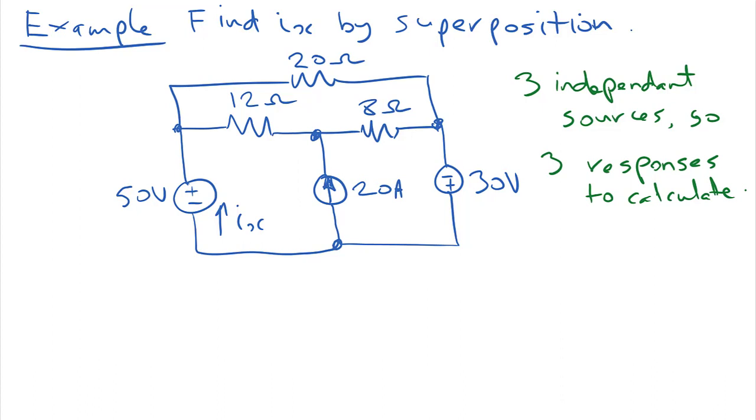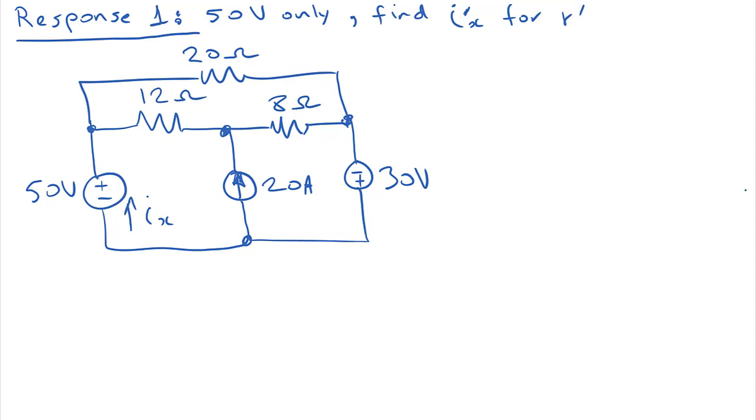Okay, so let's see what that looks like. So we'll do the first response, and we'll make only the 50-volt source active, and we'll zero the other sources. And then we'll compute I prime X. And that will be the first response. So we will label this I prime X.